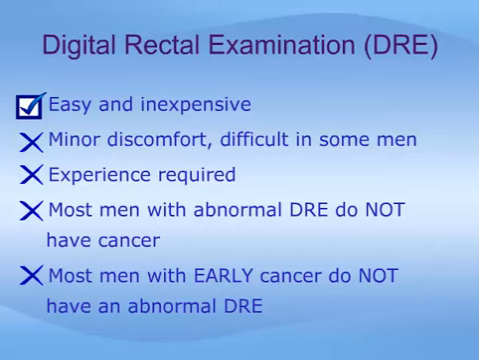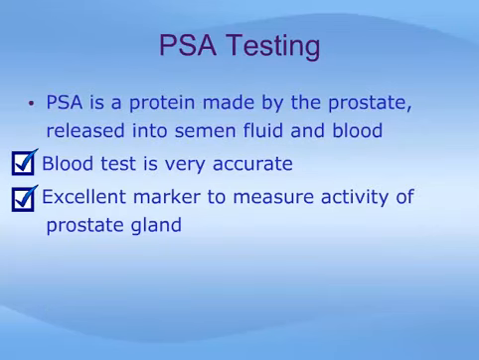The downsides of the DRE include minor patient discomfort, difficulty evaluating the prostate in obese men, and the fact that experience is required to identify the subtle differences in how a prostate feels. Furthermore, many men with an abnormal DRE do not turn out to have prostate cancer, and most men with early cancer do not have an obvious lump. PSA is a protein made by the prostate and released into seminal fluid and into the bloodstream. The test used to detect PSA in the blood is very accurate, and PSA therefore provides an excellent marker to measure the activity of the prostate gland.